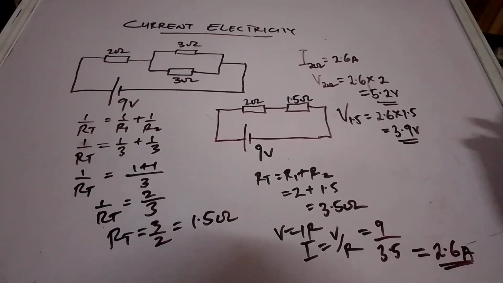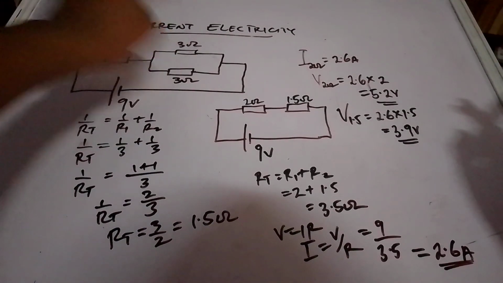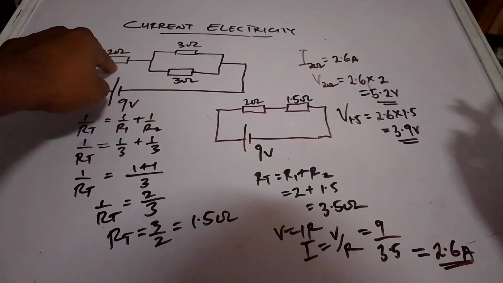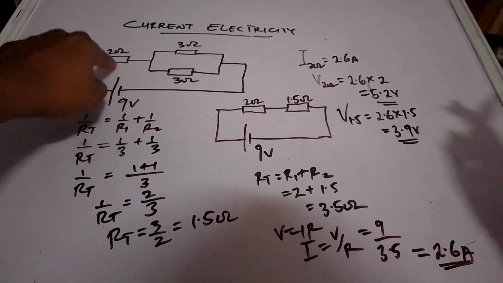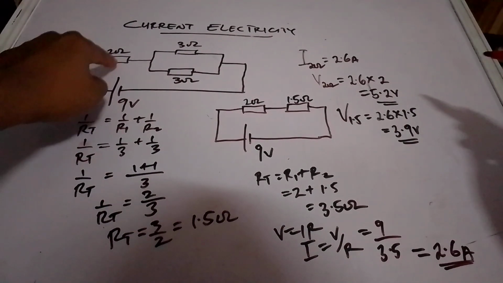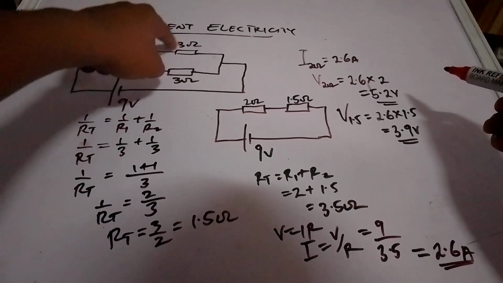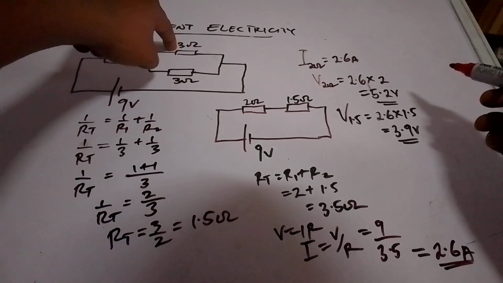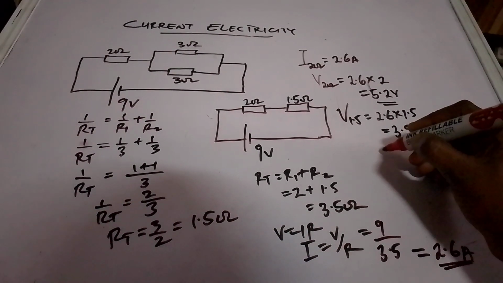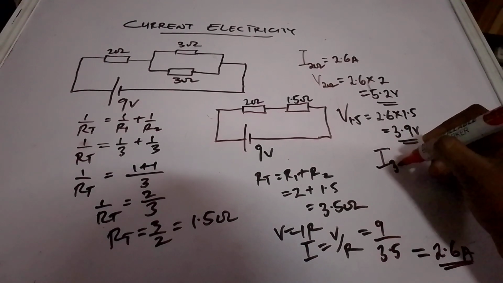So let's now go back to the question. We are looking for the current that passes. Now, we have gotten the voltage that passes here and the current that passes here. The current that passes here is 2.6 and the voltage that passes here is 5.2. Now, let's look at this. What is the current that passes here? What is the current I across 3 ohms?